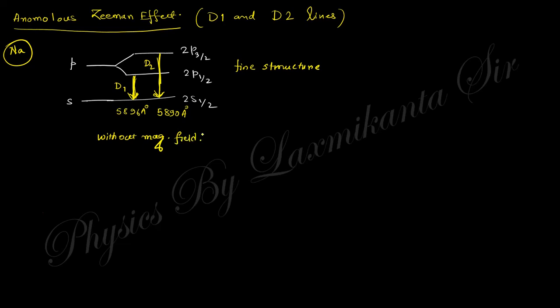If you apply the magnetic field, how many spectral lines actually arise from the D1 line and D2 line? Without magnetic field, we will get only two spectral lines, the D1 line and the D2 line. But when we apply a magnetic field, how many lines actually appear for the D1 line and D2 line? You need to know. Clear?